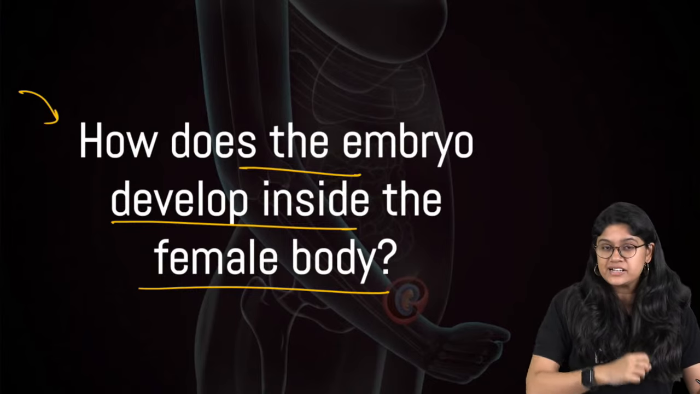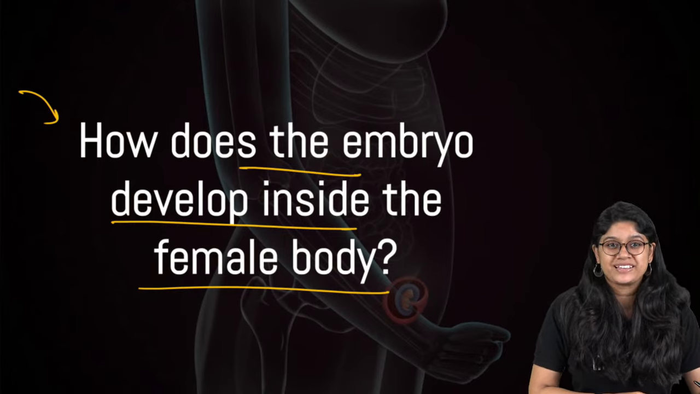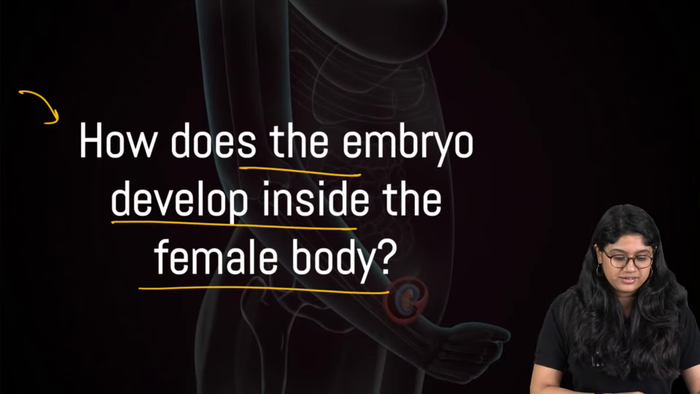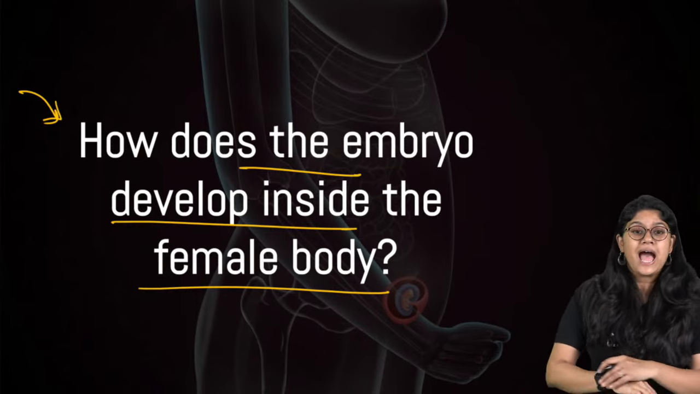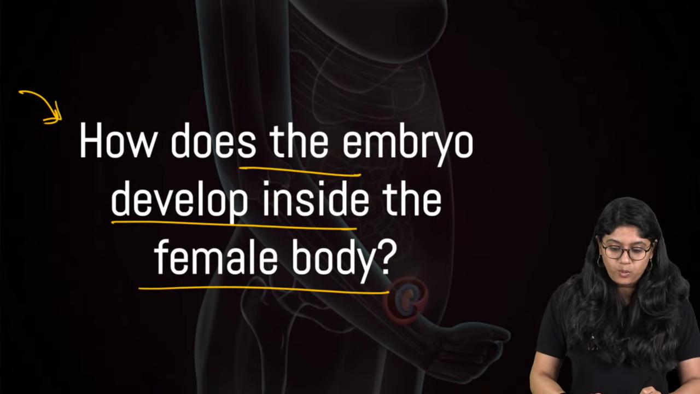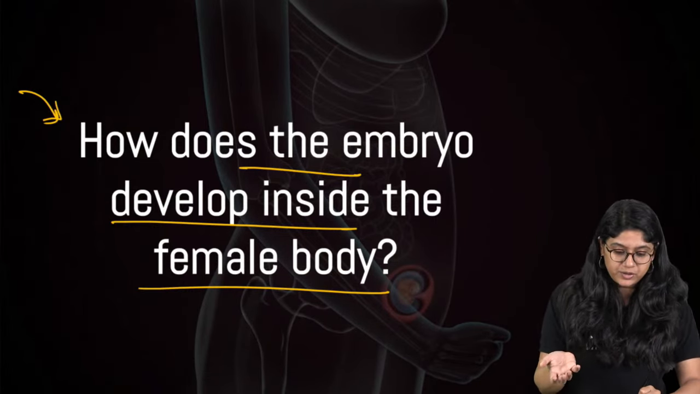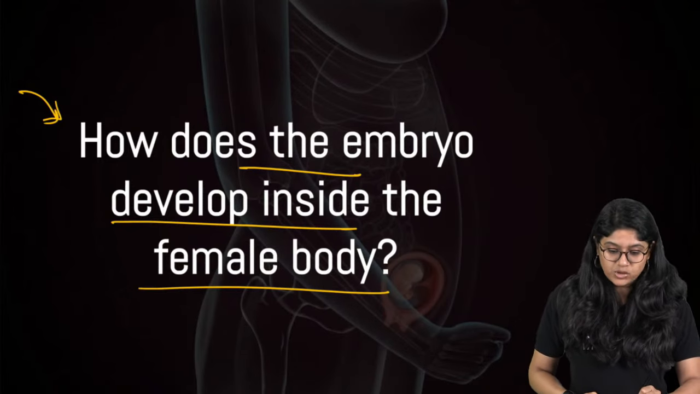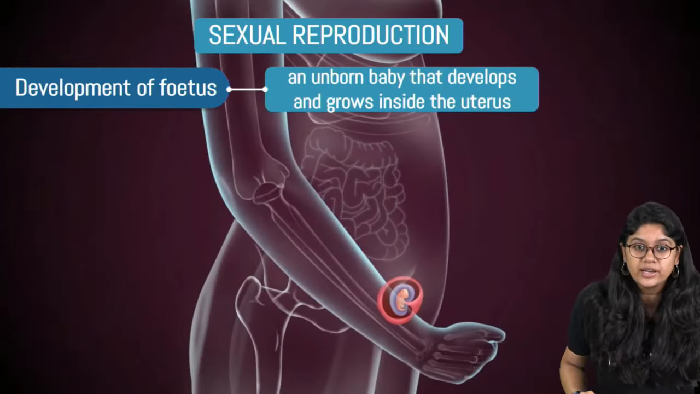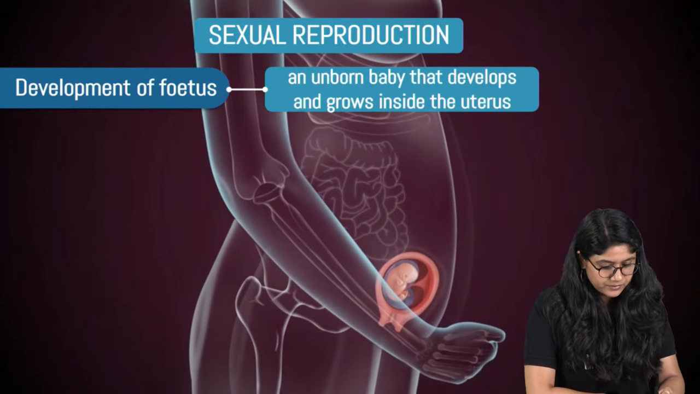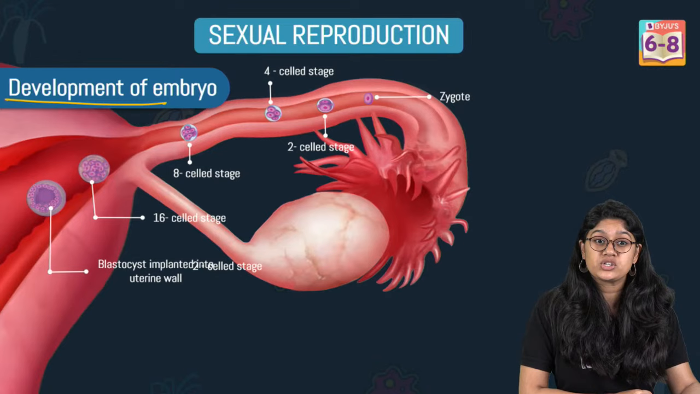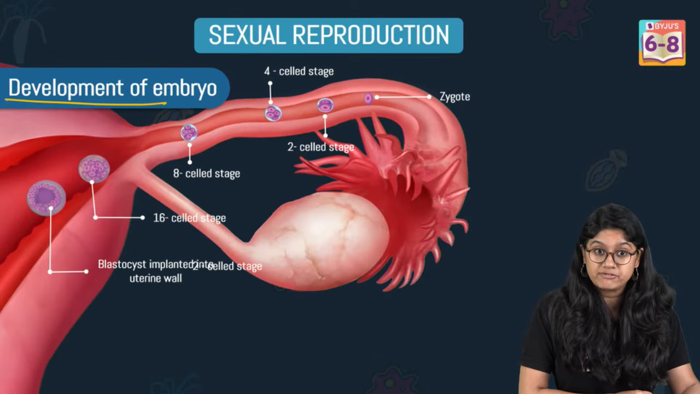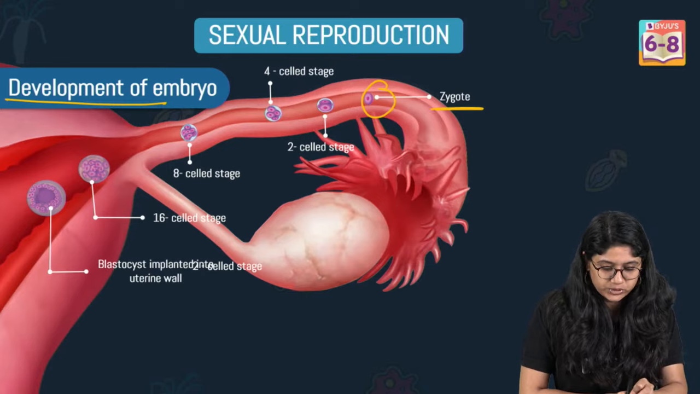Zygote is a single cell that is formed after the fertilization. Very good. So, how does the embryo develop inside the female's body? We know that it happens inside the female reproductive system, right? And it has the uterus. So see over here, after the fertilization, which is nothing but the fusion of male and female gamete, you can see there's a formation of zygote.